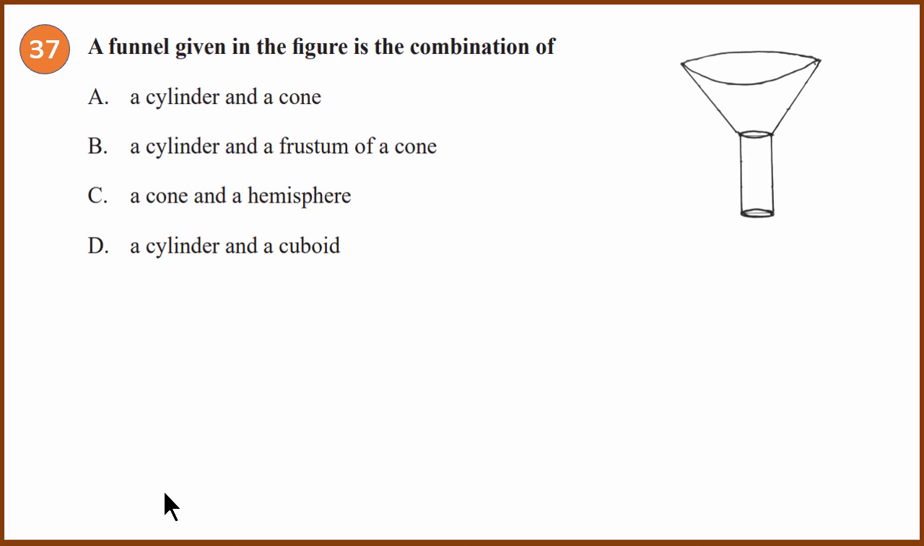37th question is a funnel and we have to say what it is. It's a combination of what? This one is a frustum and this one is a cylinder. So therefore, the correct answer is B.